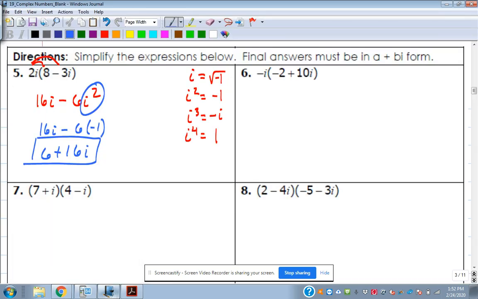Let's do number 6. Multiplication is a little bit more difficult. So what happens when you distribute that negative i? That turns it to a positive 2i, negative 10i squared. i squared does what to this? So a double negative makes it positive 10 plus 2i.